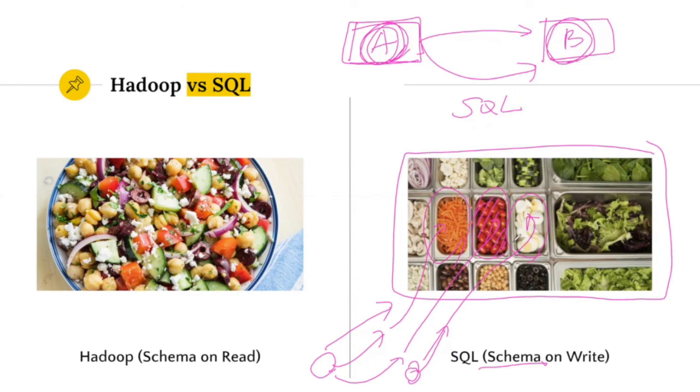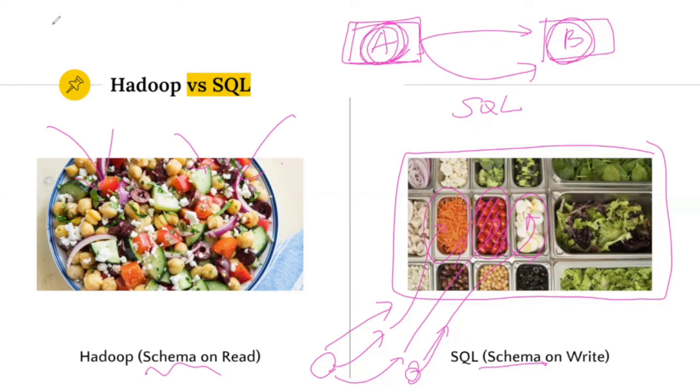Now, on the contrary, what happens in a Hadoop system, aka schema on read, is that you don't really have to have that kind of structure. You can just put all kinds of different veggies into one bowl and then just have them sit there.